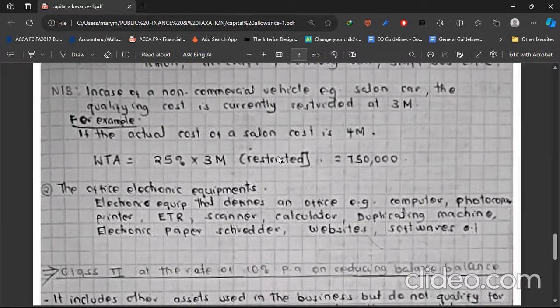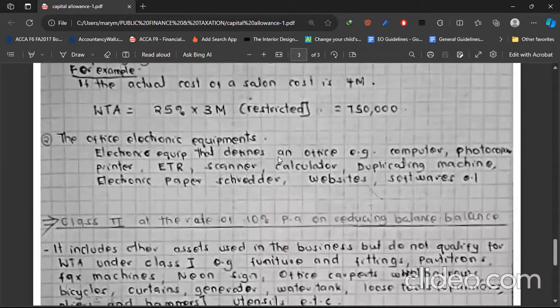You get your WTA for the saloon car. Now, number two, the assets which normally qualify for the WTA: we are discussing the office electronic equipment. Electronic equipment is what normally defines an office. It normally includes computers, a photocopier, printer, ATR, scanner, calculator, duplicating machines, electronic paper shredder. You have things which used to have special classes, like websites and software.